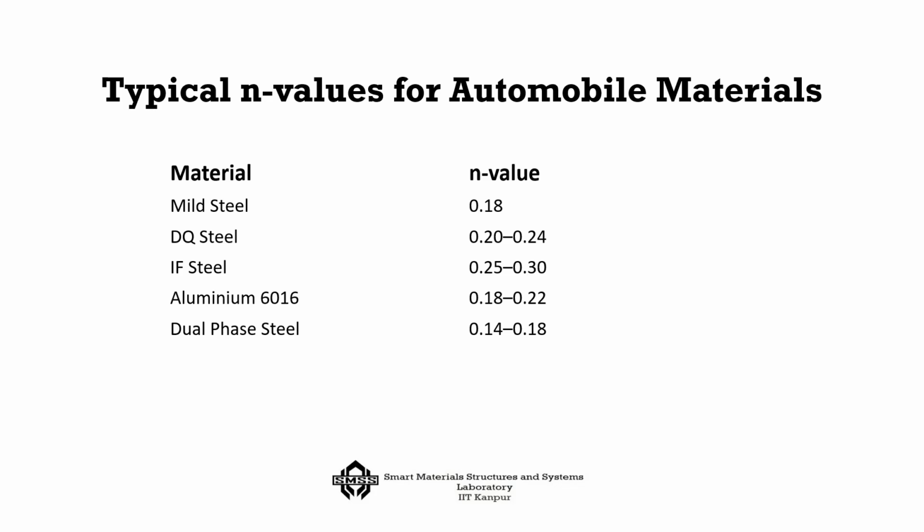For mild steel, it is about 0.18. For DQ steel, it is 0.2 to 0.24, so quite higher. For IF steel, it is actually called interstitial free steel. It is about 0.25 to 0.30, which is even better. And you compare steel with its competitor like aluminum, it is 0.18 to 0.22, which has slightly less drawing quality. The dual phase steel, I will talk about it soon, is also having a reasonably good value in terms of the drawing quality.